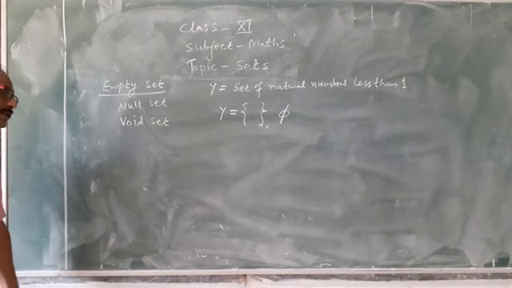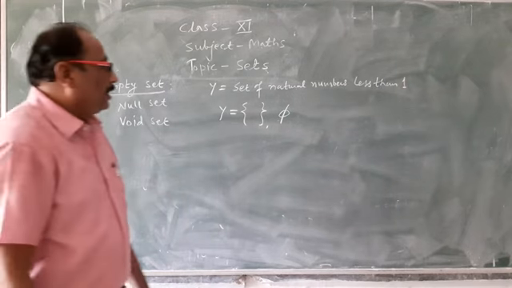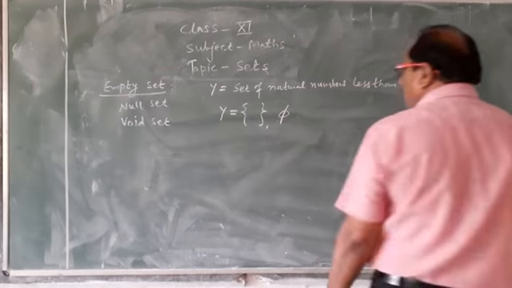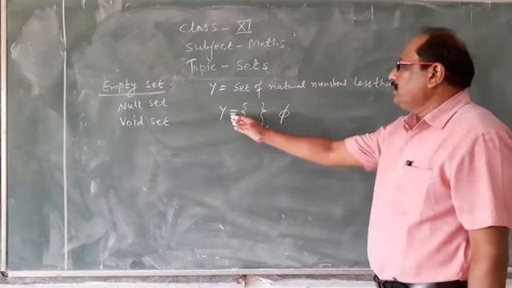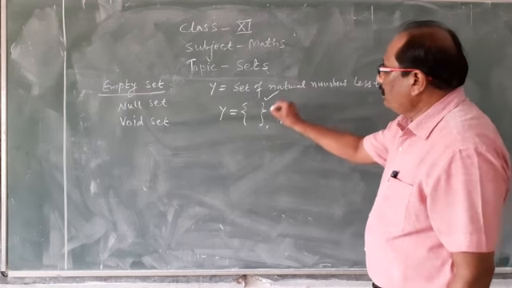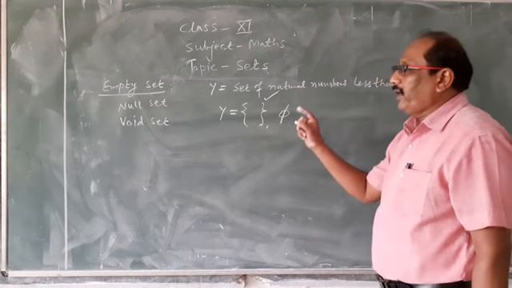In an empty set, no elements are there. We write this one as this empty set symbol, φ.